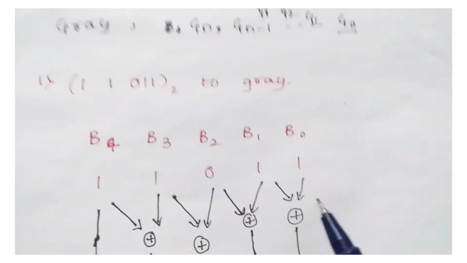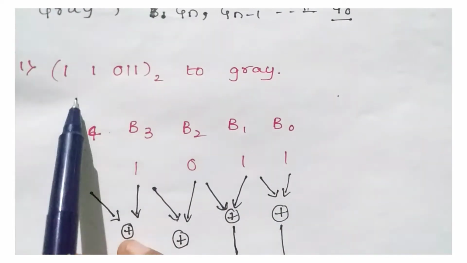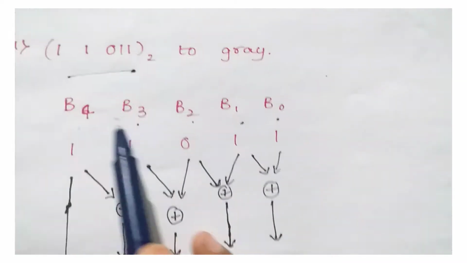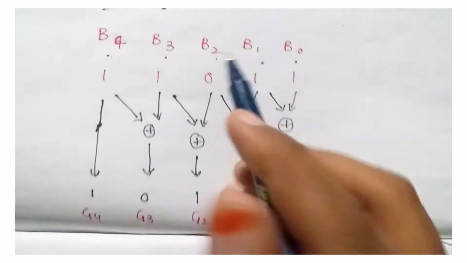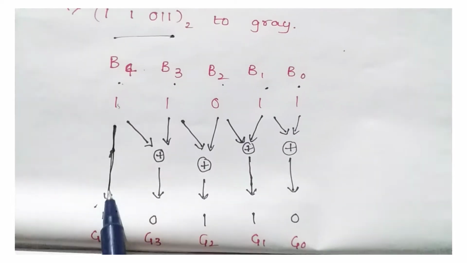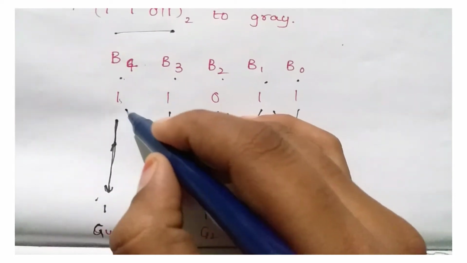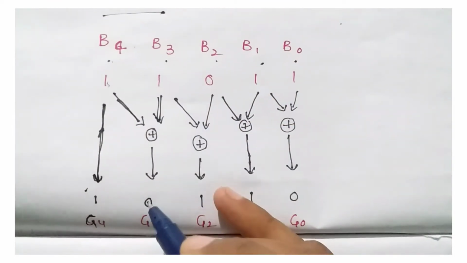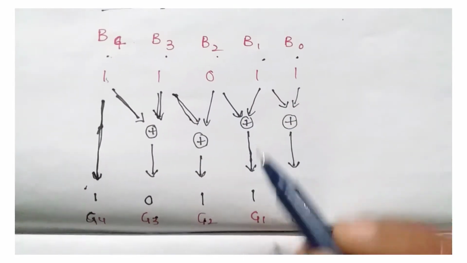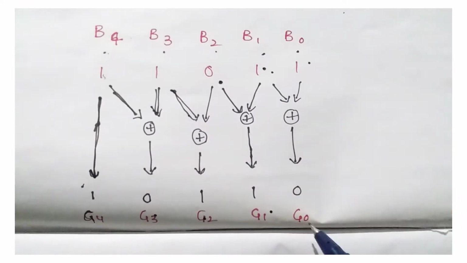And let us convert from binary to gray code. Let us take this example: 1 1 0 1 1, with b0, b1, b2, b3, b4. While converting from binary to gray code, the leading bit is converted to gray directly, and we add the next two binary values to get the z3 value. By adding b2, b3 we get z2, and b2, b1 we get z1, and b1, b0 we get z0.